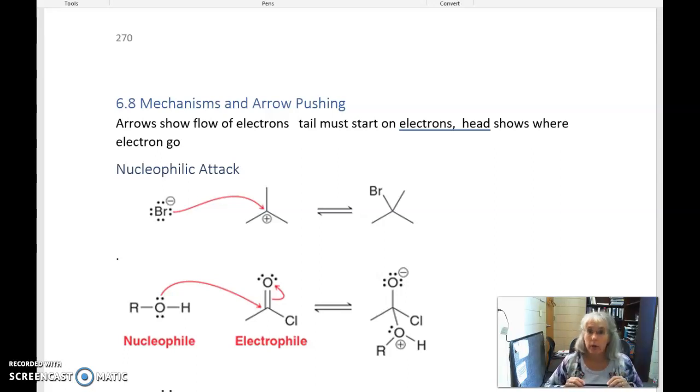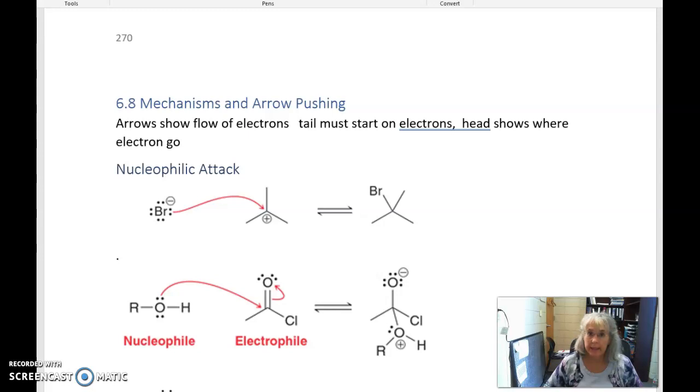There are 4 mechanisms that you're going to need to know. One of them is nucleophilic attack, loss of a leaving group, rearrangement, and proton transfer. We'll go through each one of those. We'll start with nucleophilic attack.